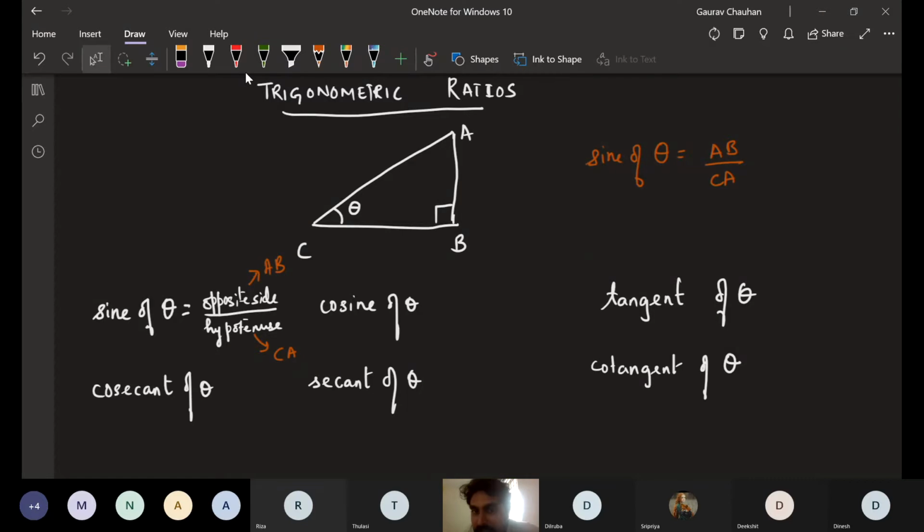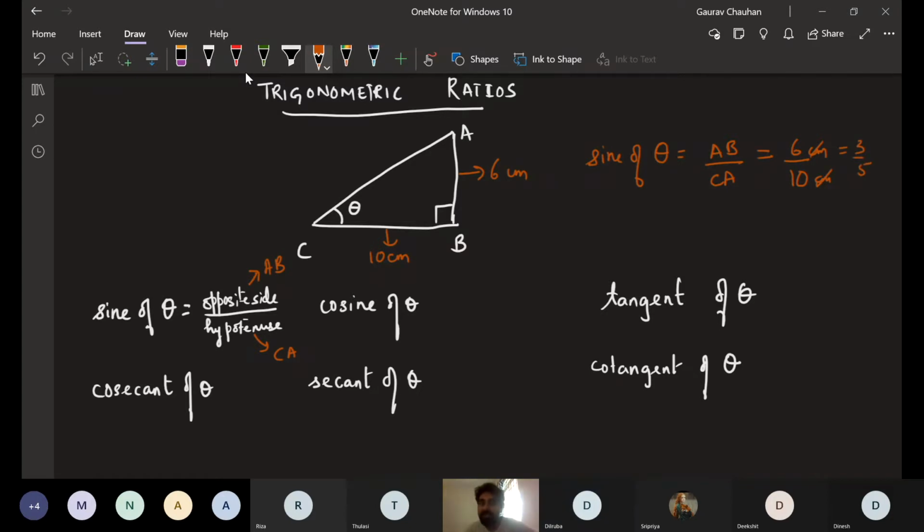Now AB will have some value. Maybe this is 6 centimeter, maybe this is 10 centimeter. I don't know, I'm just taking random values. So what will this ratio become, Dilruba? In place of AB, what can I write? 6 by 10. Since they are the same units, I don't need to write the units. Even if you write, it will cancel off. Can you simplify this? Sir, 3 by 5. Okay, this becomes 3 by 5.